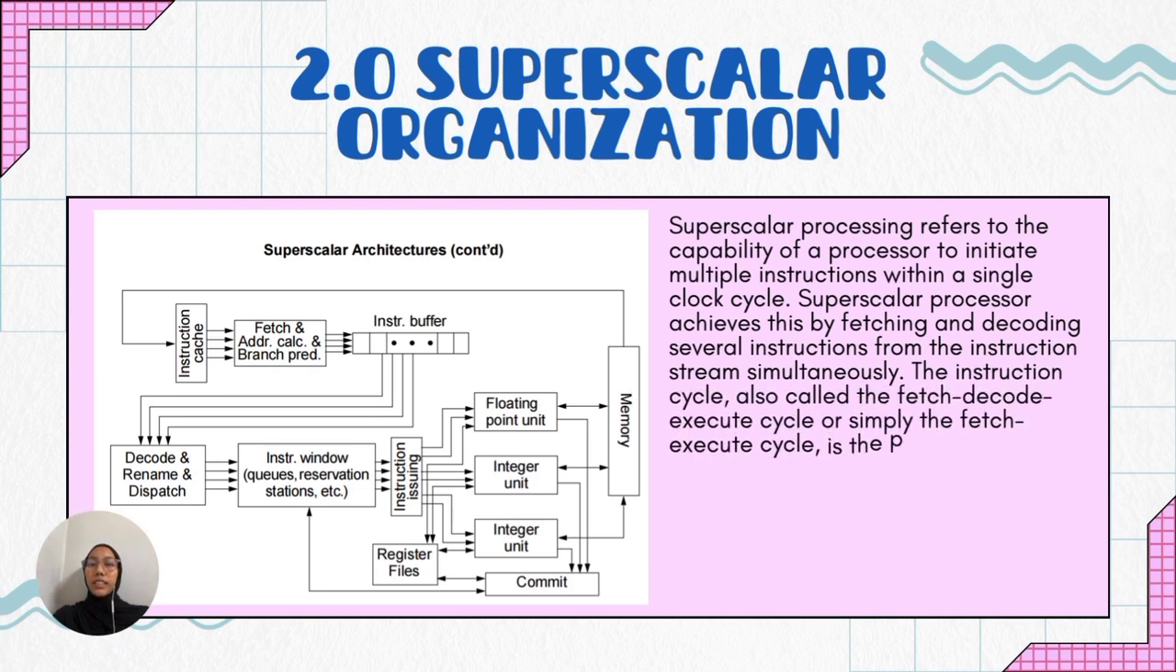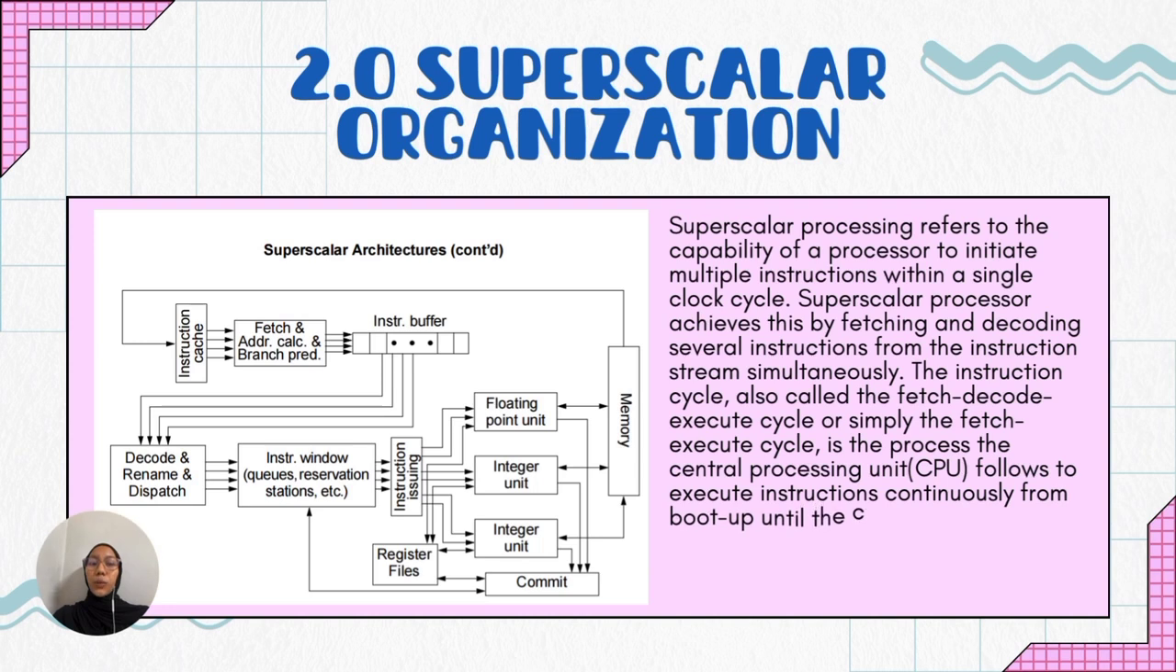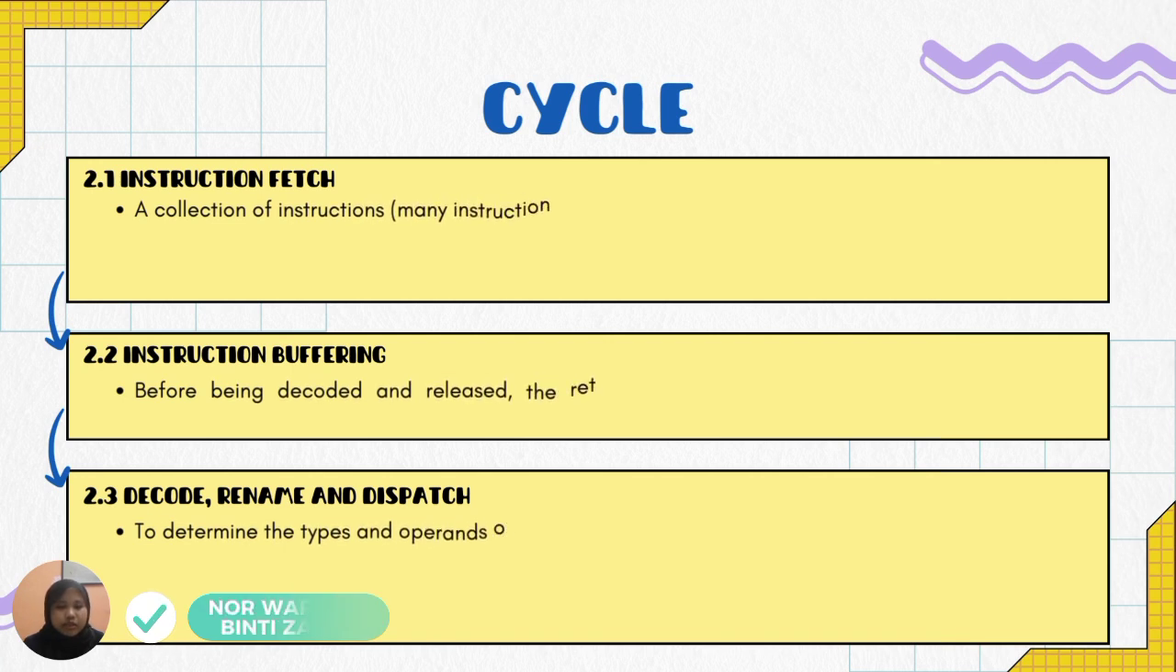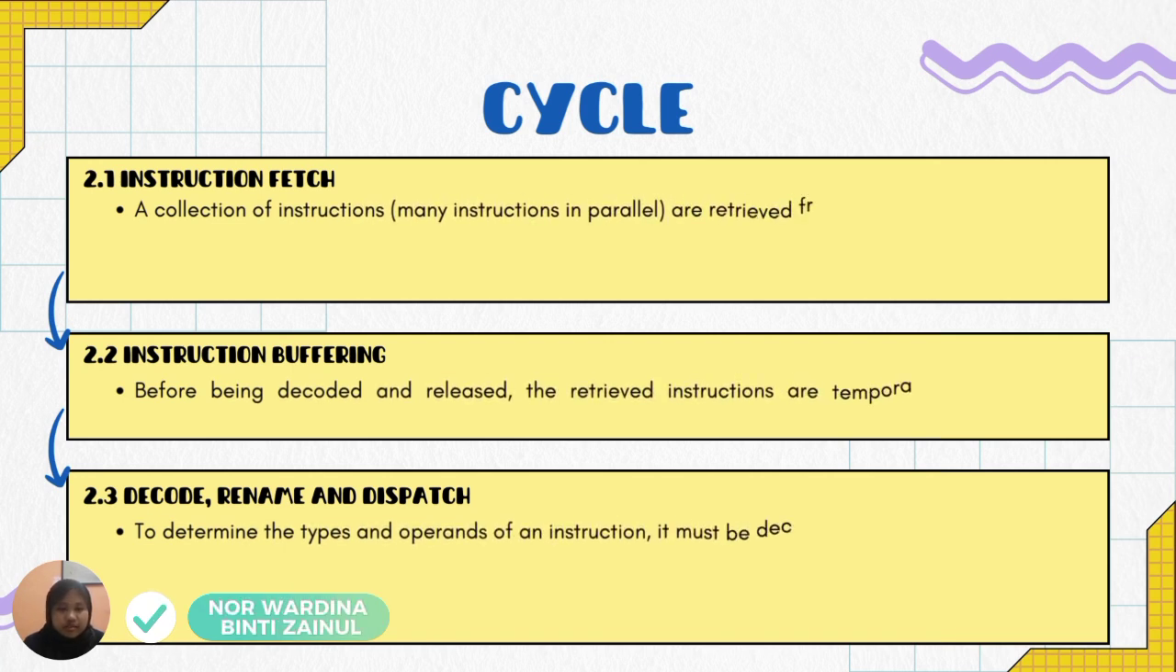The instruction cycle, also called the fetch, decode, execute cycle, or simply the fetch-execute cycle, is the process the central processing unit (CPU) follows to execute instructions continuously from boot up until the computer shuts down. This cycle consists of 4 stages, which are the fetch stage, the decode stage, the execute stage, and the store stage. Next, I'm going to talk about the Superscalar organization cycle.